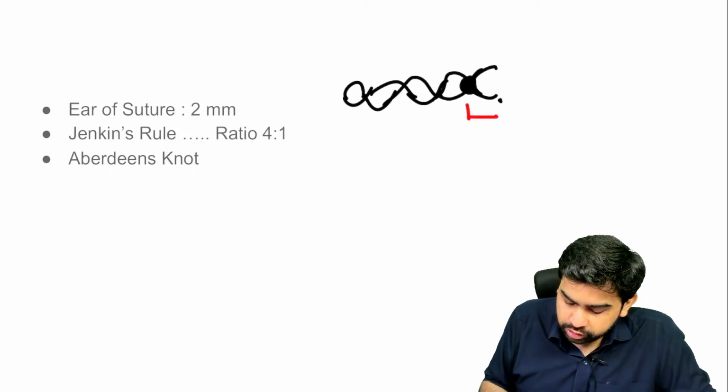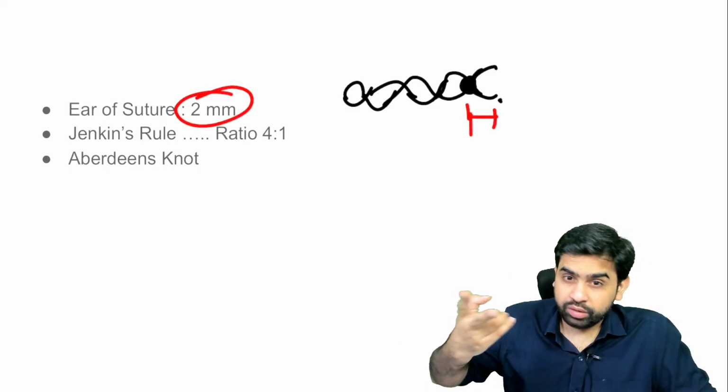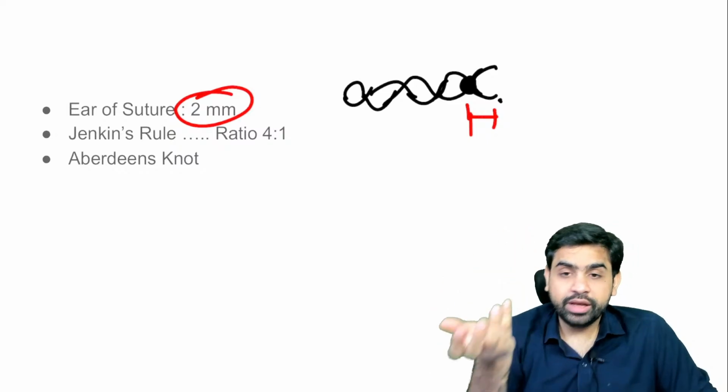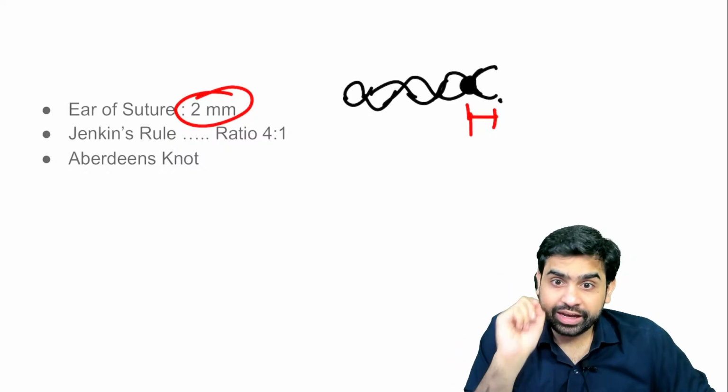Now I understand you might feel that it's very little. In real life, you do it with practical experience, but your Love and Bailey says that the ear of the suture should be at least 2 millimeters. So at least 2 millimeters should be the ear of the suture, directly from Love and Bailey.